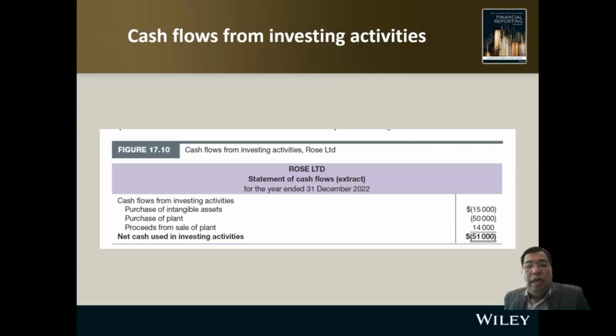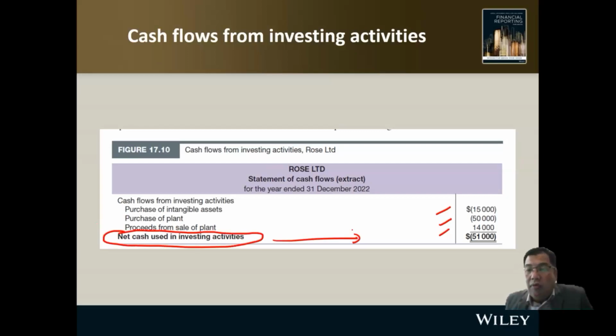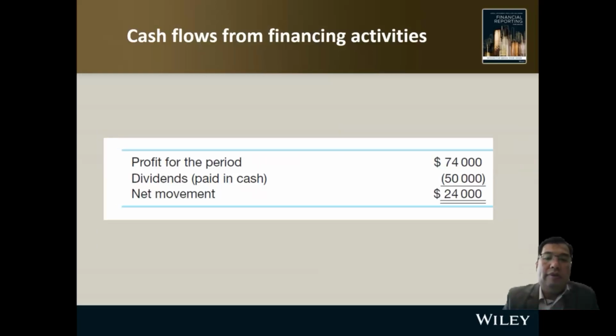For your investing activities, you need to put the purchase of intangible asset. You spend 15,000 for that. You purchase a new asset, 50,000 minus, and then you receive cash from disposing one of the plants, 14,000. So the net cash used in investing activities is 51,000, meaning an outflow of money, 51,000, to purchase new assets. Even though you dispose your old assets, it's not enough to cover the cost of purchasing new assets, intangible as well as the plant. So this is for your investing.